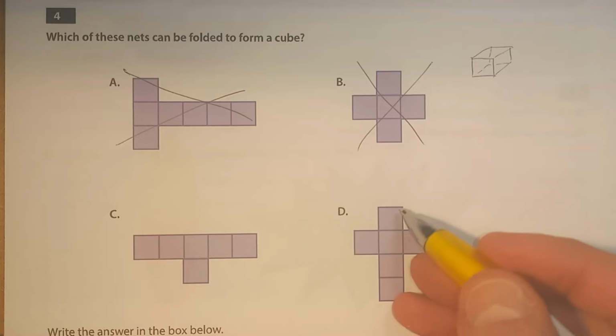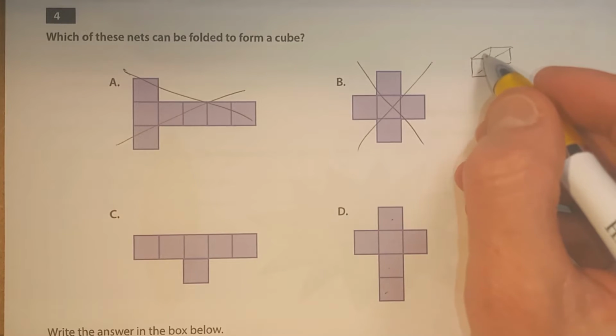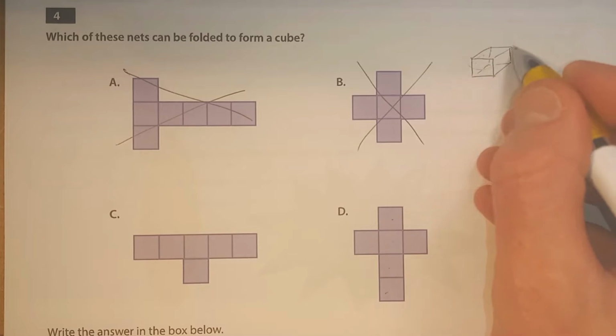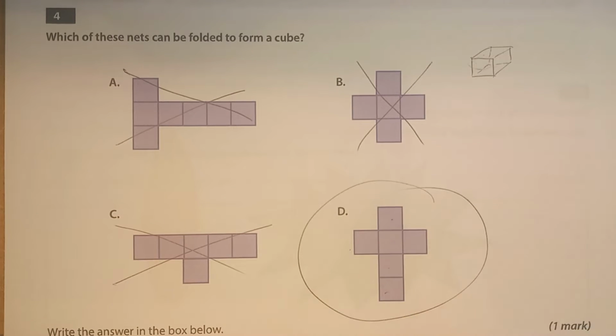Whereas with D, if we wrap this round, we'd have 1, 2, 3, 4. So that would be my 4 going around the outside. And then we can fold 1 over for the top, 1 under for the bottom. So that's going to be our correct one. Okay. But like I showed with the others, although this is a correct one, we actually worked it out by showing which ones wouldn't work. So almost a process of elimination.